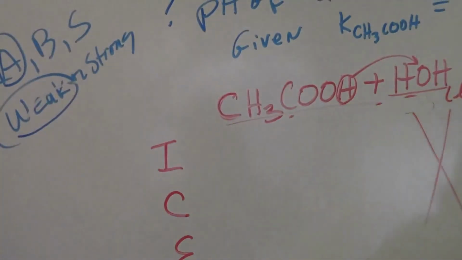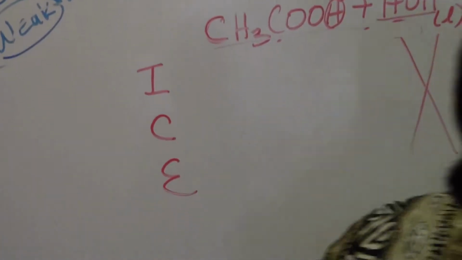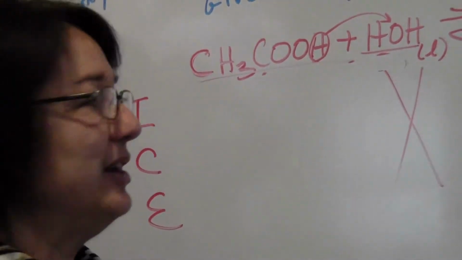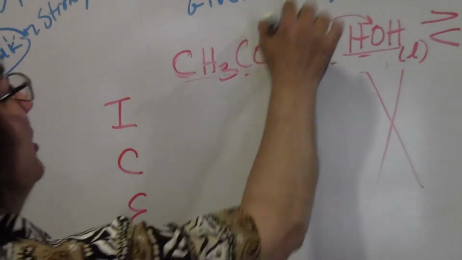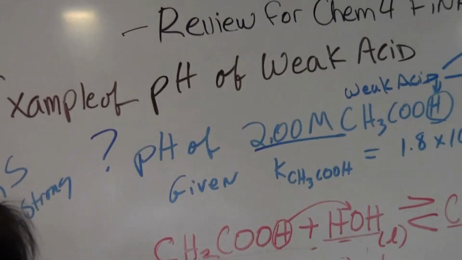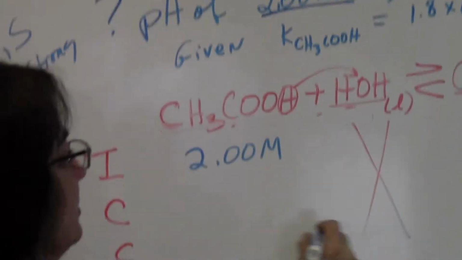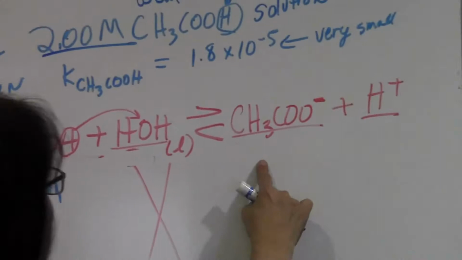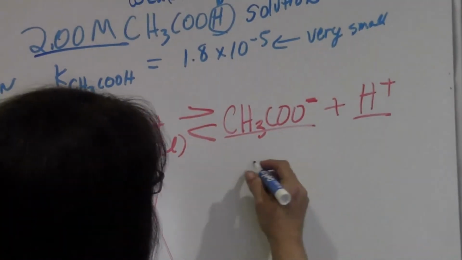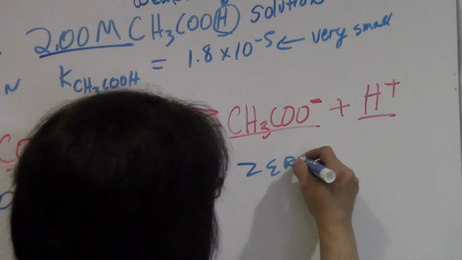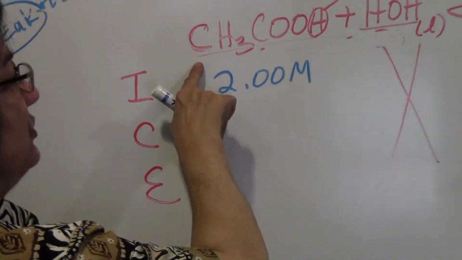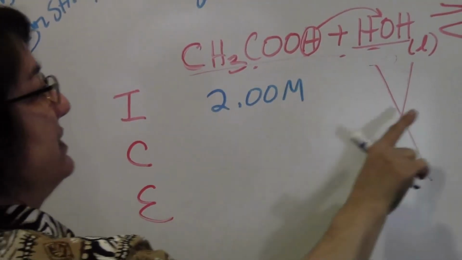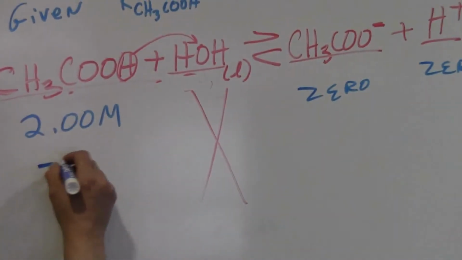ICE. We need molarity in this chart because it's not a neutralization equation. What's our initial molarity? 2.00. What do we have at the start? Nothing. The reaction didn't start yet. We're freezing time. 0, 0. Remember, what you start with has to lose some of itself to create this. So we're going to subtract.